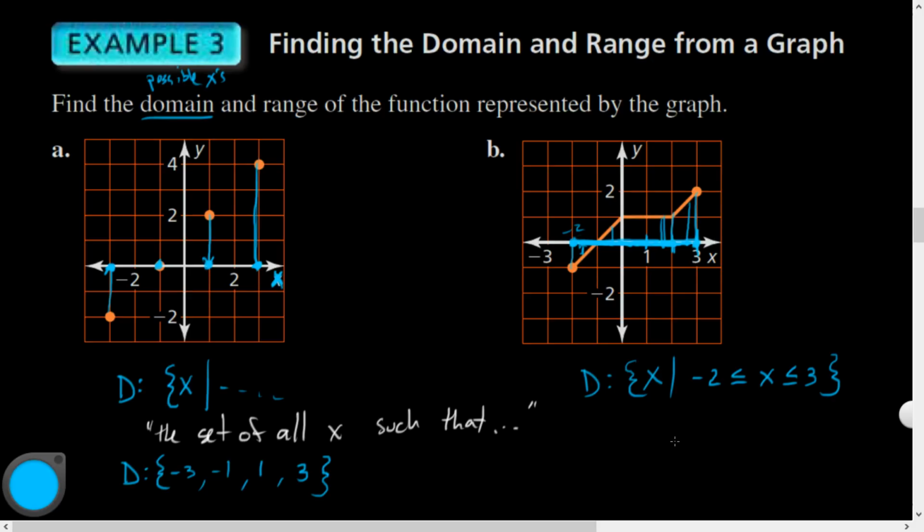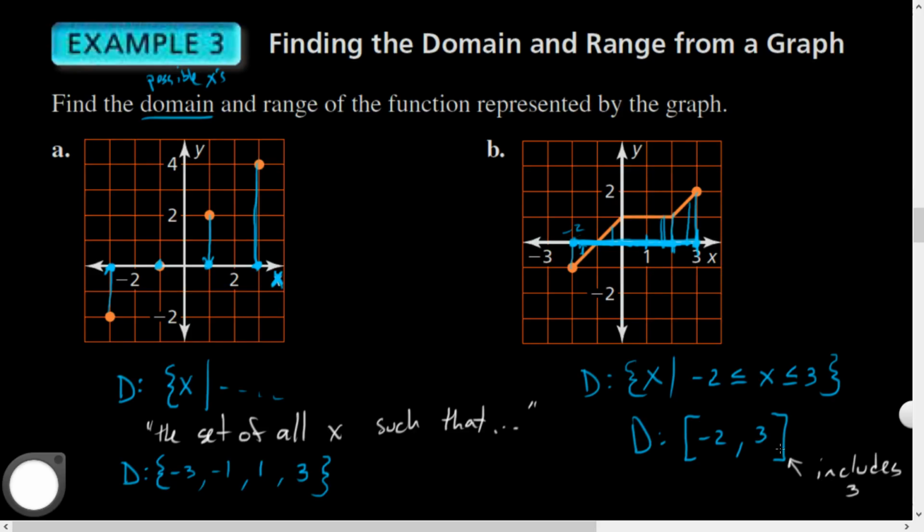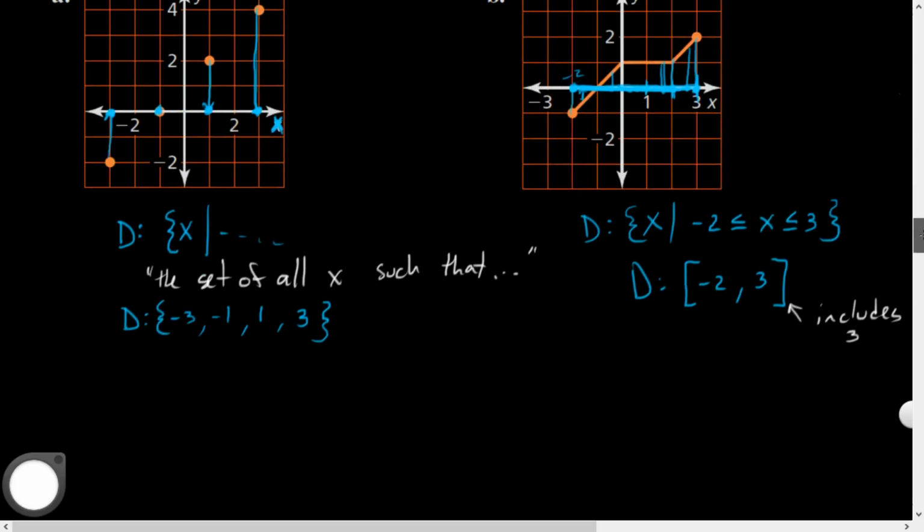Another way you can write this, by the way, I could say the domain is -2, 3 with square brackets. And that means it includes 3. This is like a less than or equal to part. We'll get some more experience with these.